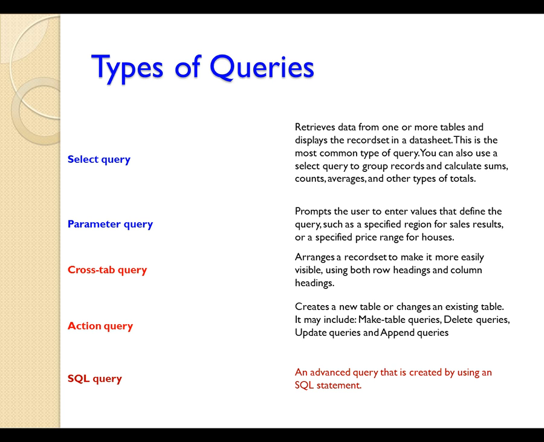It prompts the user to enter values that define the query, such as a specified region for sales results or a specified price range for houses. Cross tab query arranges a record set to make it more easily visible, using both row headings and column headings.